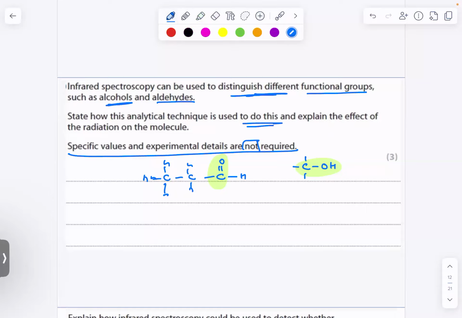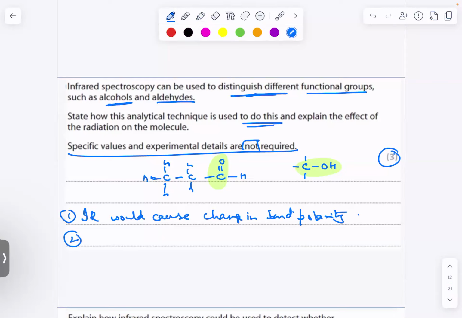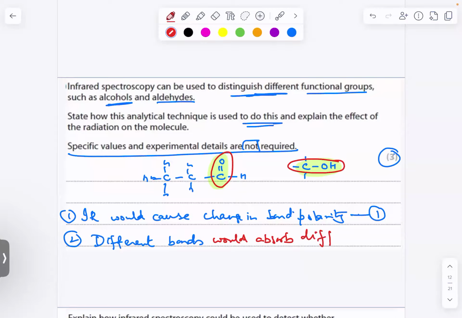So what would be the answer, Anika? That infrared would cause change in bond polarity. By the way, it carries 3 marks. Bond polarity. Number two, you will get 1 mark when you write this: different bonds. Which different bonds, Anika? This bond and this bond. Different bonds would absorb different infrared wavelength.